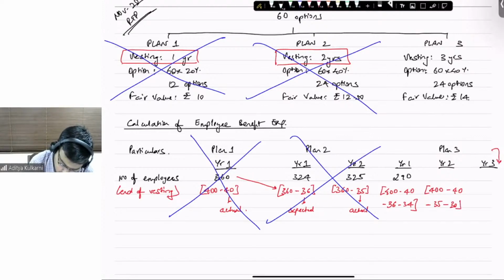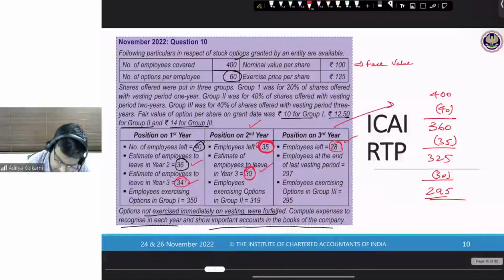So this comes to how much? Sir, this comes to 295. And in year 3, be careful and give me the right answer. Will I have any estimate in year 3? Not at all. This will be 400 minus 40 minus 35 minus actual, how many left?